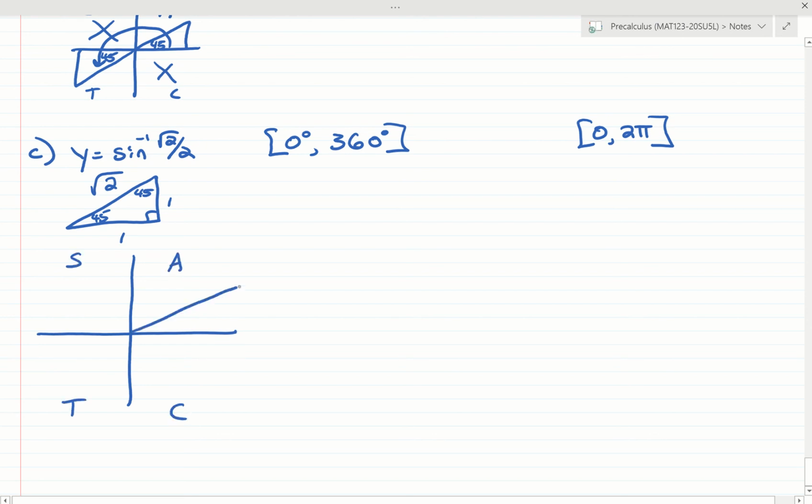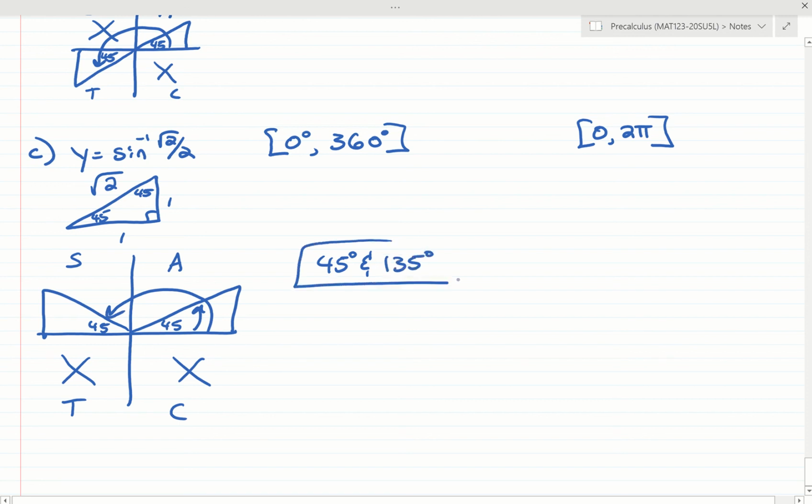That would happen in these two quadrants. The other quadrants, we would get a negative sine. So our answer would be 45 degrees and 135 degrees. In radians, that would convert over to pi over 4 radians, and 135 is 3 pi over 4.